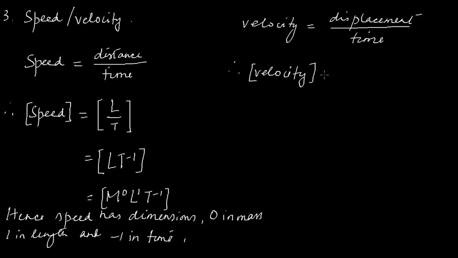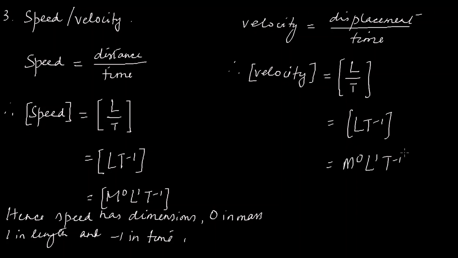So therefore velocity inside of the square bracket, this will be displacement. Again, what is displacement? With what will you denote displacement? M, L or T? Does displacement have mass? It doesn't have mass. Does it have time? Displacement is just the distance from one point to another point, is it not? And that is nothing but the length. So L, and time is T. So again you have L T minus 1. So m0 L1 T minus 1. Got it? So you see here that speed and velocity have the same dimensions.